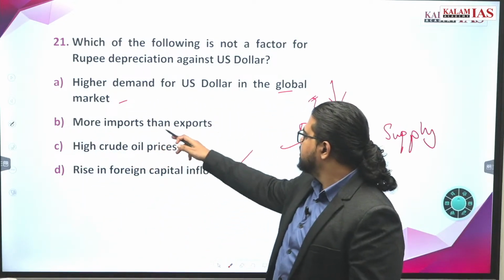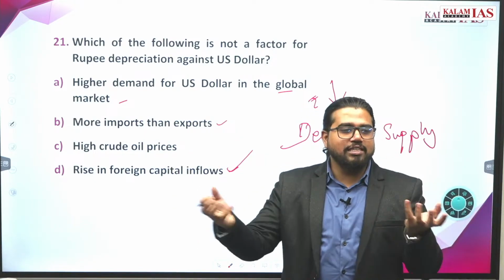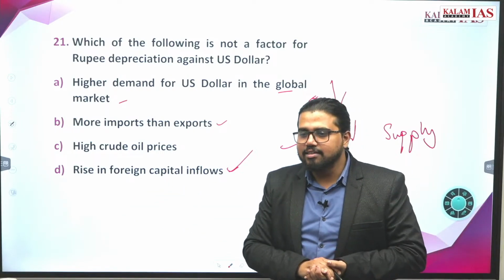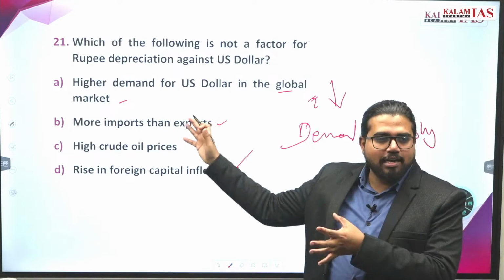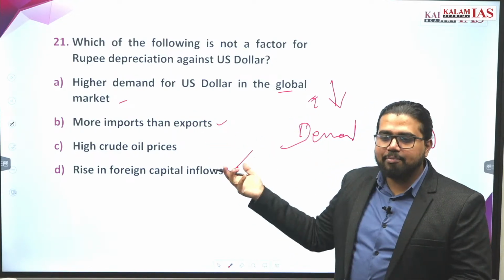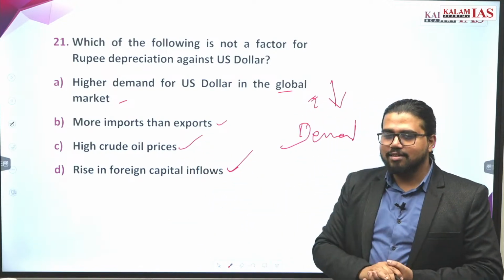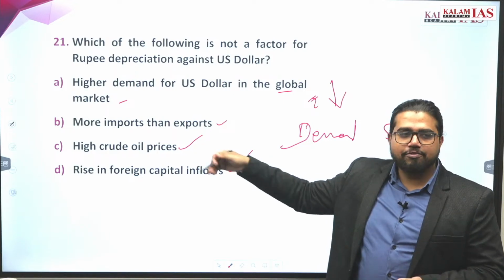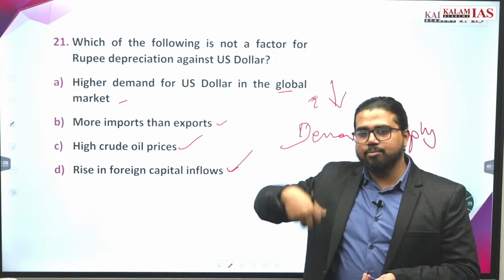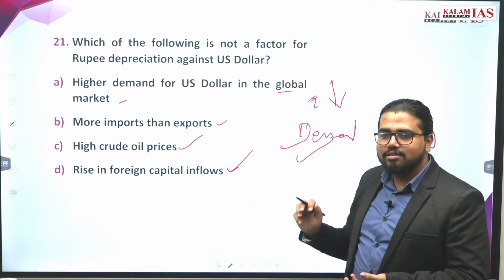What about the second option? More imports than exports. Most of the import-export is done in dollars. The dollar still remains the standard global currency. So the more imports you have to do, the more dollars you need. So demand for the dollar increases again, the dollar appreciates, and the rupee will depreciate. High crude oil prices is a very similar option. Crude oil prices increasing means India's import bill will increase. That means we need more dollars, so there is more demand for the dollar, same cycle.